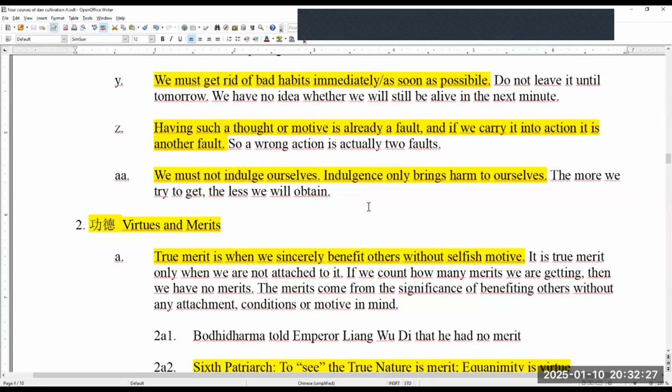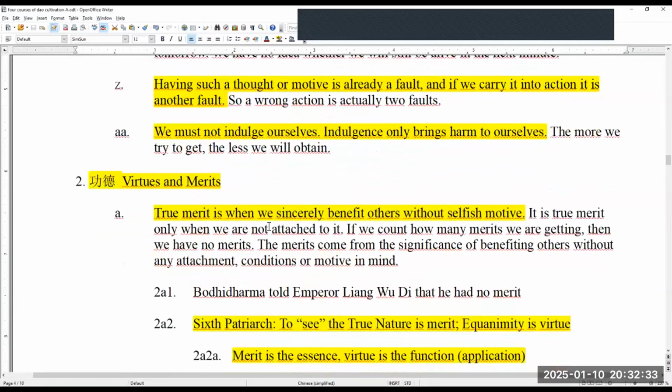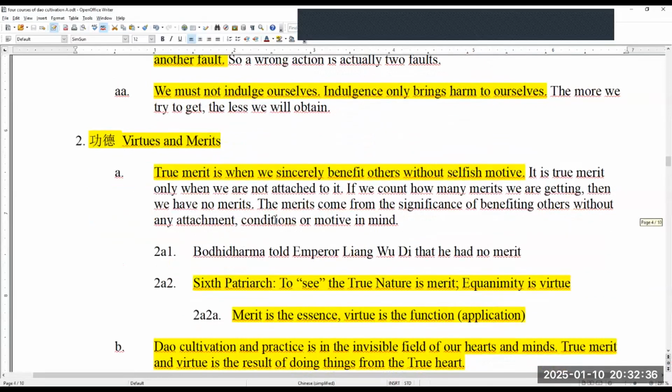Then the second course of action, or Tao cultivation, is virtues and merits. Of course, true merits is when we sincerely benefit others without selfish motive. That's very important, the selfish motive part. First of all, I need to talk about what the Shakespeare said. He mentioned that the word 功德 can be broken down into two parts. After all, we translate it as virtues and merits.